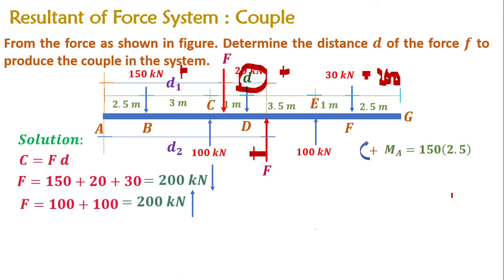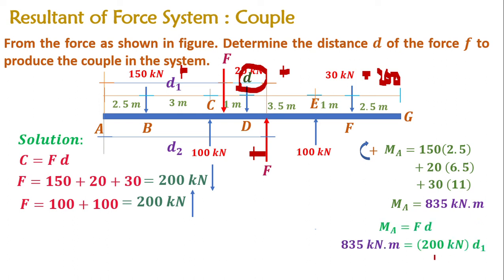Okay, so here, I assume that clockwise is positive. So, MA, 150. Yung taas lang muna ang kinumpit ko ha. Plus 20, that's plus 30. So, we have here 2.5, 6.5. The other one is 11. So, we have here 835. So, going to get for the one, we have here 4.175. Yan, makukuha natin. Diba? Kasi alam natin force natin is 200.